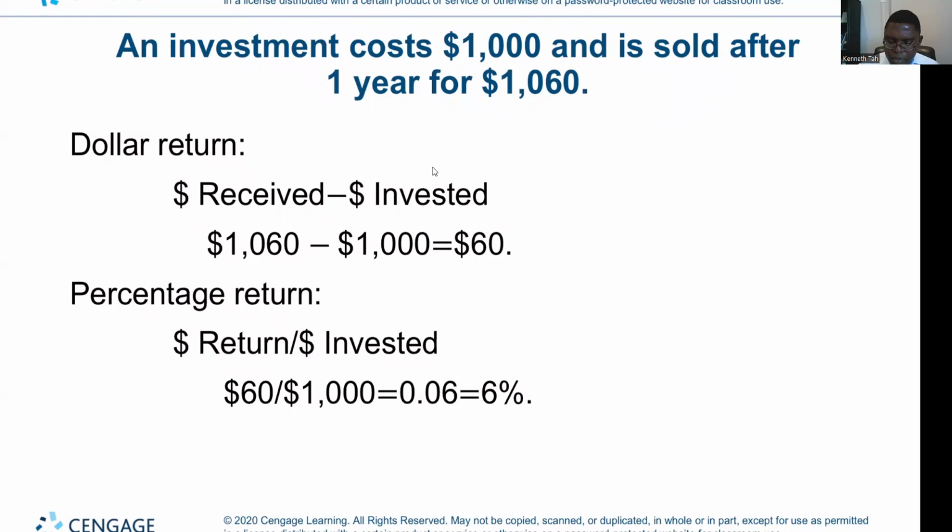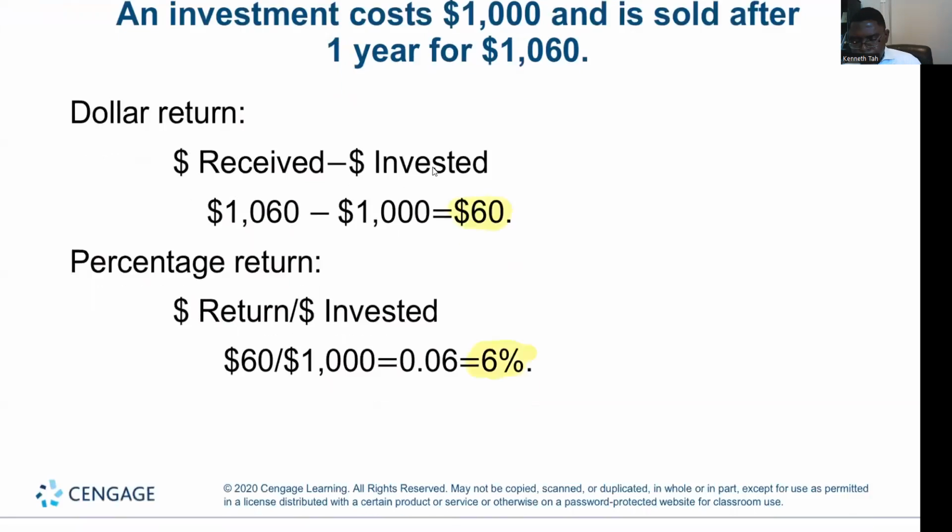Percentage return is the dollar return divided by the dollar invested. The amount that was invested is 1,000. What is returned is 60, which is 1,060 minus 1,000. Divided by 1,000, that gives us a percentage return of 6%. So this is how we can express return. In dollar terms, the return here is $60, and in percentage terms, the return is 6%.